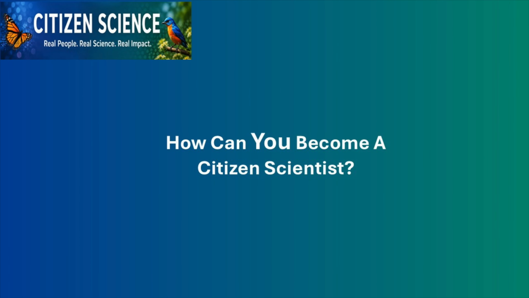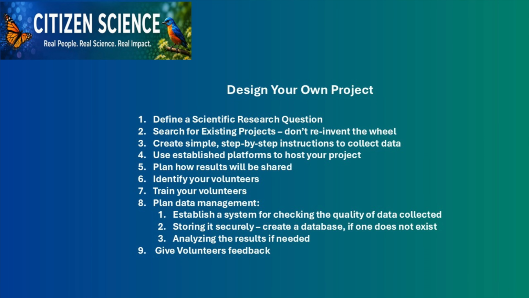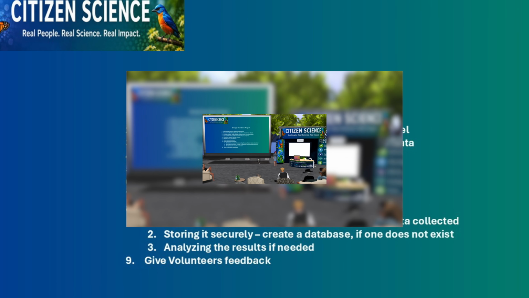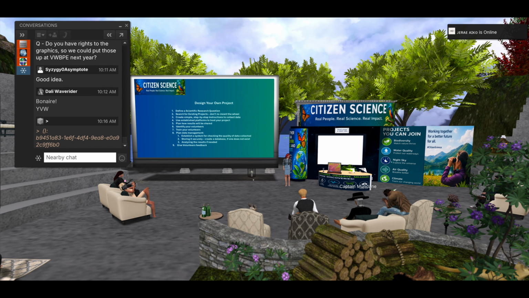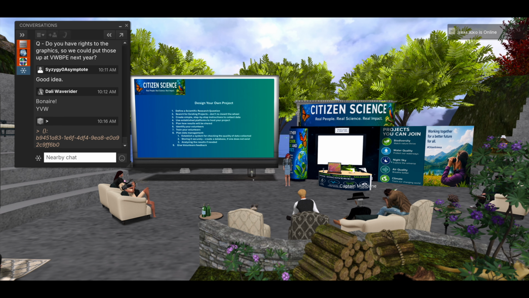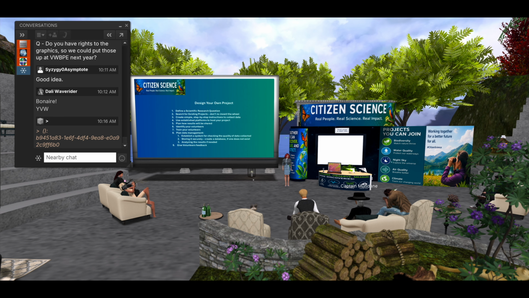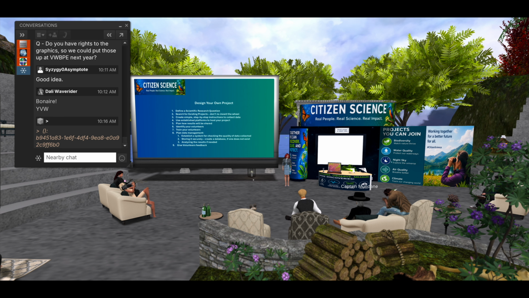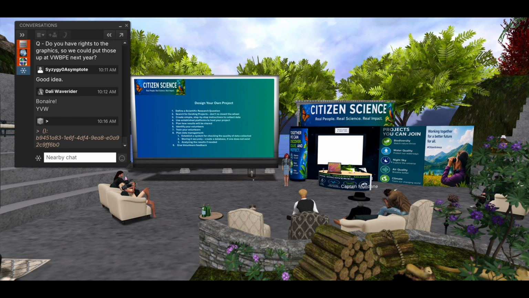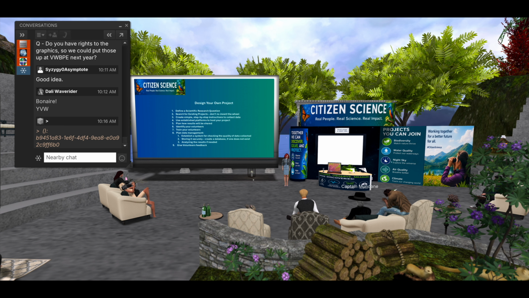Now, you're probably wondering how you can become a citizen scientist, right? Of course you want to do that. Well, you can design your own project. First, you need to define a scientific research question. But before you go about designing your own project, do a search to see if there are any existing projects already on that topic. Don't reinvent the wheel because there are so many wonderful projects out there that you can join.